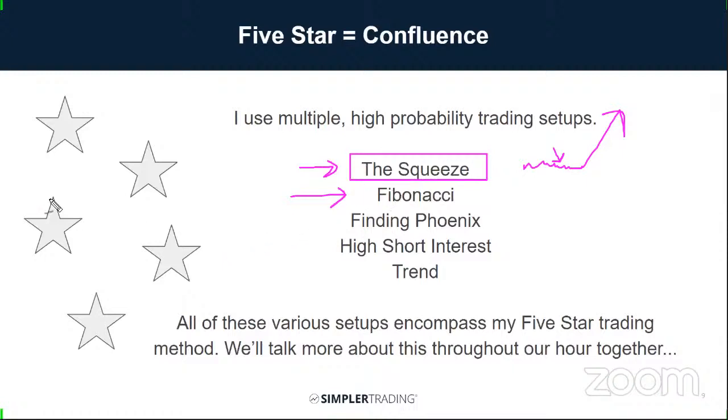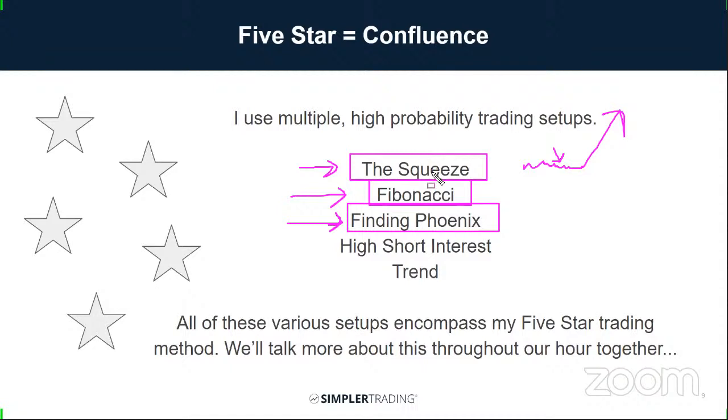So Fibonacci to me is very critical, but again, I don't use Fibonacci just by itself. What about relative strength? I call this method finding Phoenix. I'm always looking for the strongest ticker in the bunch. Relative strength is important, but not by itself, okay?